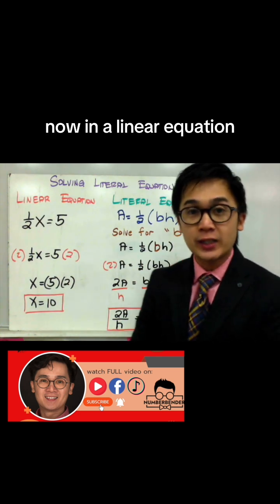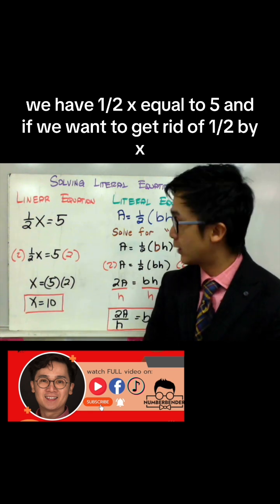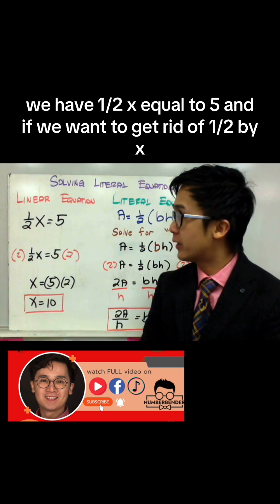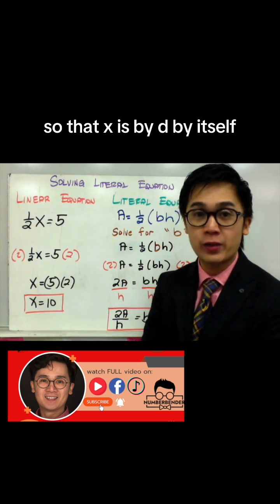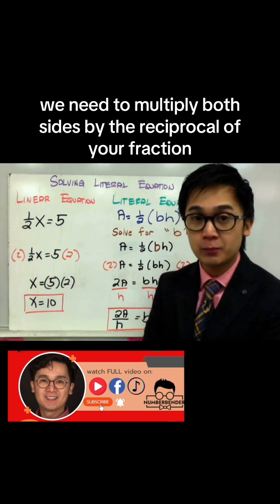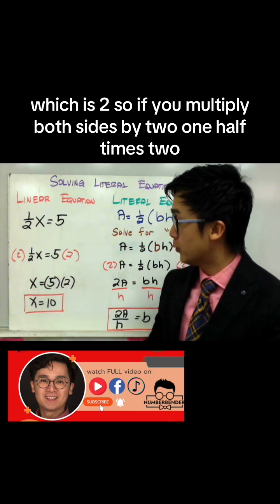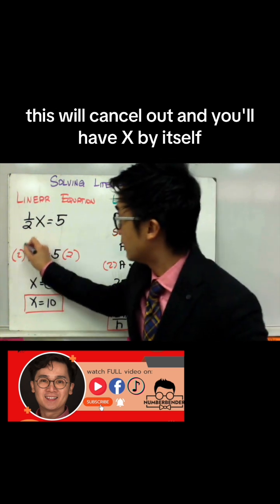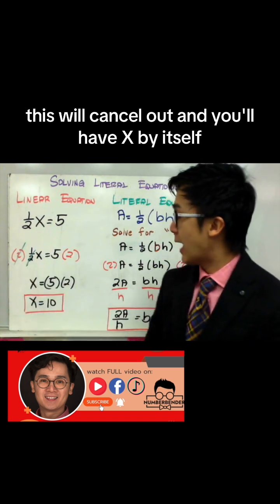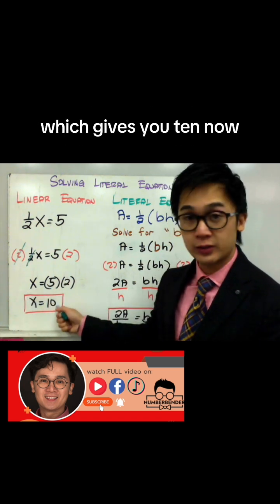In linear equations, you've encountered problems similar to this one: 1/2 x equal to 5. If we want to get rid of 1/2 so that x is by itself, we need to multiply both sides by the reciprocal of the fraction, which is 2. If you multiply both sides by 2, the 1/2 times 2 cancels out, and you'll have x by itself, and you multiply 5 and 2, which gives you 10.